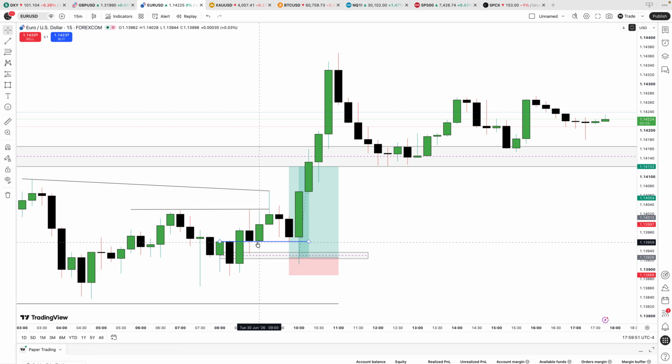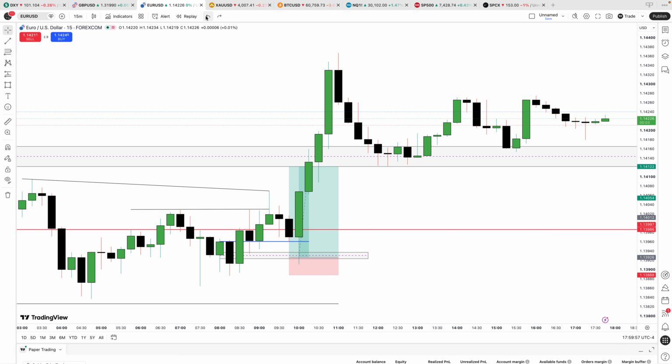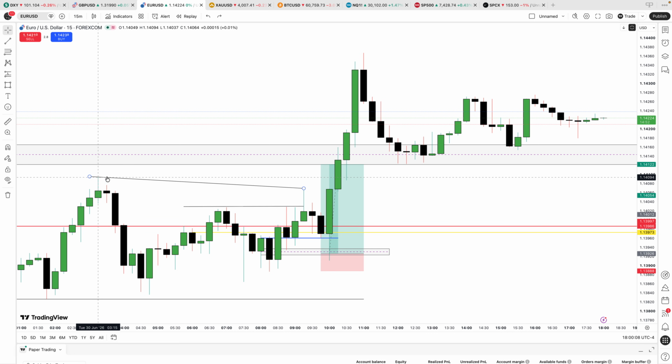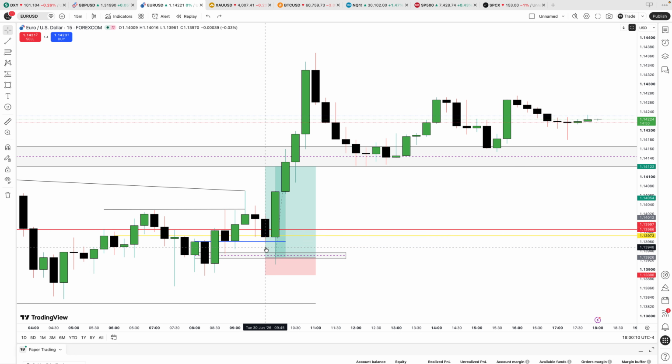Now we can see, if you bring them back, sorry, let me bring them back, dancing all around, took the liquidity here, failed to take this one, traded back down. Why is it trading back down?